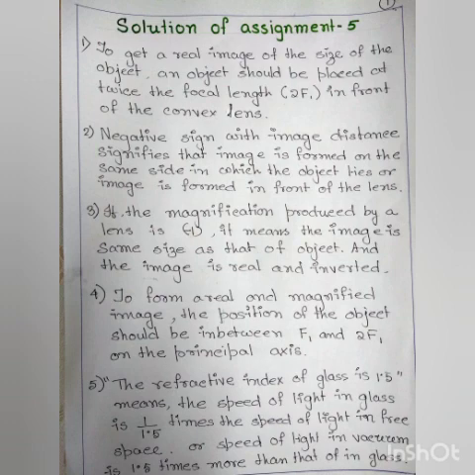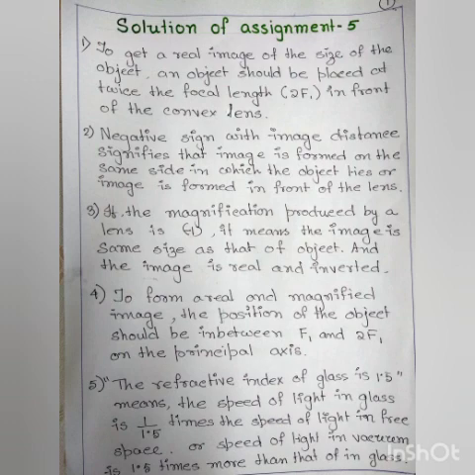Now our next question, number 2. If on applying Cartesian sign conventions for spherical lenses, the image distance obtained is negative, state the significance of the negative sign. Now, negative sign with image distance signifies that the image is formed on the same side on which the object lies, or the image is formed in front of the lens. Clear?